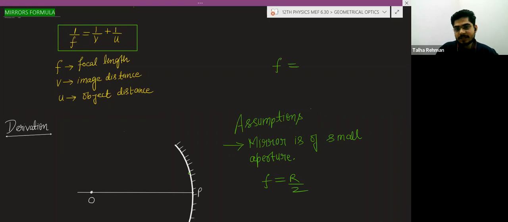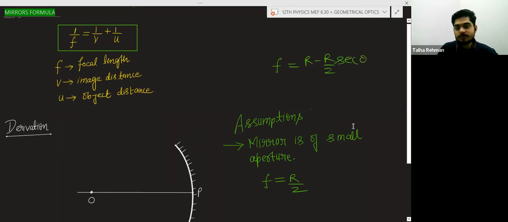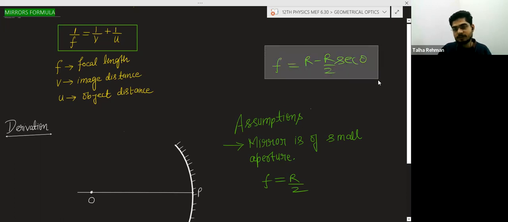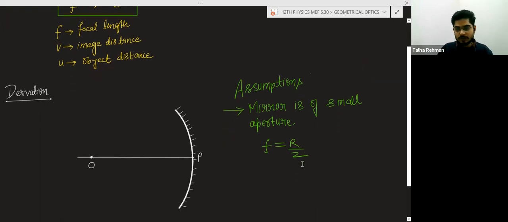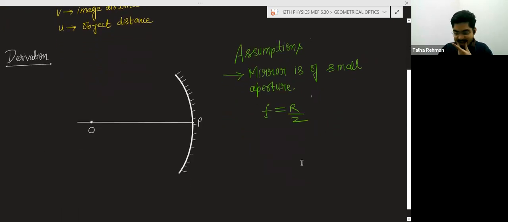In actual, the focal length is given by r minus r by 2 sec theta. But for a small aperture, this theta becomes very small, or you can say approaching 0. That is why sec theta becomes 1. So focal length becomes r minus r by 2, which is again r by 2. So you can just say that this mirror has a very small aperture, a very small mirror.